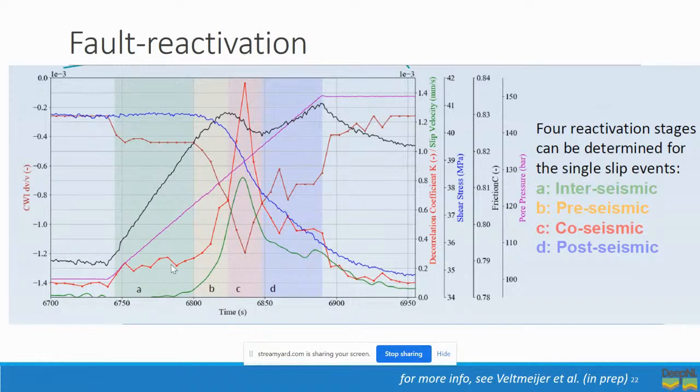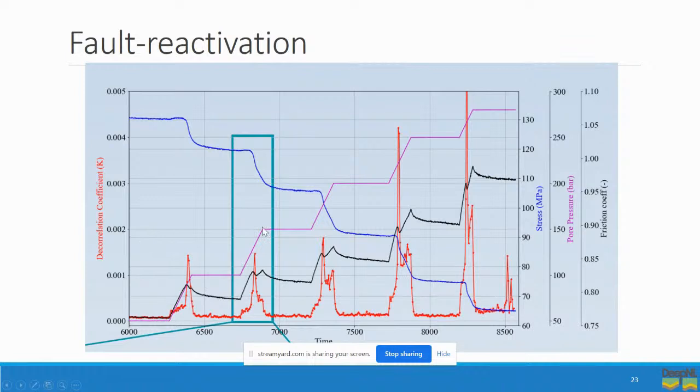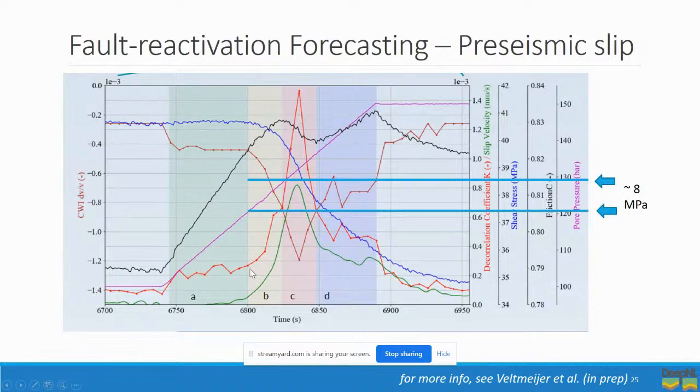Now, if you looked at the experiments where you have even more slip velocity, you can see that before the real slip, you always have a period where you see an increase in the decorrelation coefficient. That tells you that slip is about to happen. Now, how long is that in our experiments? That moment where you see your first indication of the increase in decorrelation coefficient towards the moment that you are at failure, you still have in our experimental time something like 20 to 25 seconds before you have your real fault reactivation in your sample.